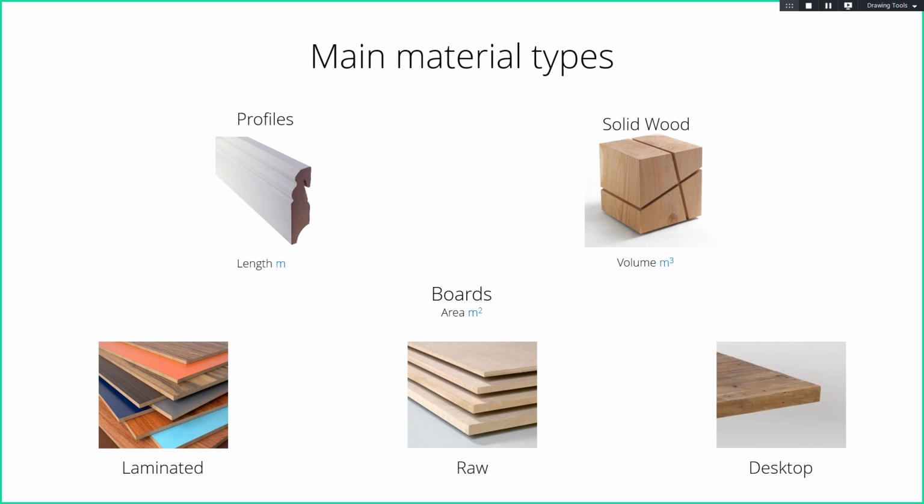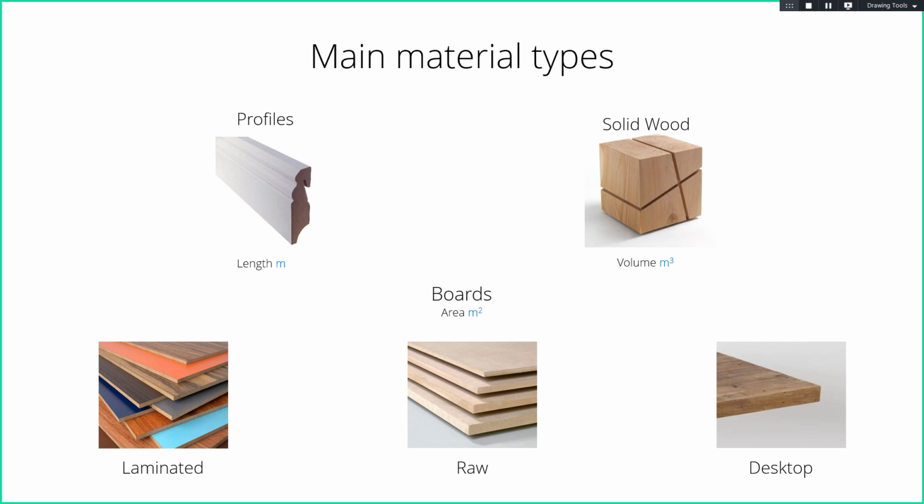Some of those models may be covered with cover materials, like for instance the raw board can contain a laminate on the top and the bottom as well as on the sides. Laminated board can also be covered by the edge banding, and we have a separate desktop type of the boards just to have a separate group.